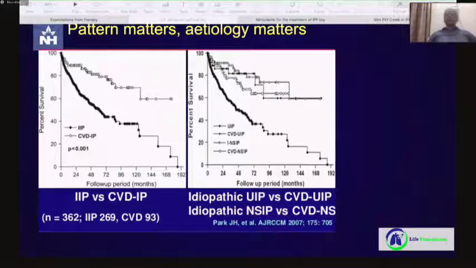So not only does the pattern matter, the etiology also matters. So here you have different patients with the UIP pattern, some who have a connective tissue disorder underlying it, and the other, the idiopathic interstitial pneumonia, the UIP pattern, which we would now call IPF. And you can see that the CTD ILDs, as we call them now, do much better than the idiopathic interstitial pneumonias. Again, whether you have an NSIP pattern or a UIP pattern, by and large, the NSIPs do better. But even there, if you separate them into the CTD NSIP and the idiopathic NSIP, you're seeing a very, very big difference in the survival.